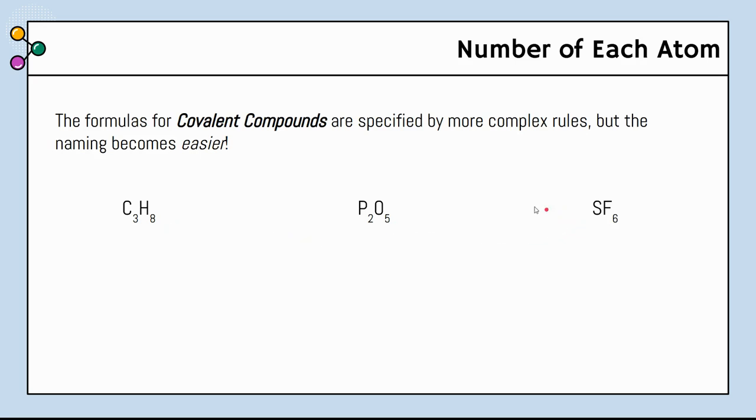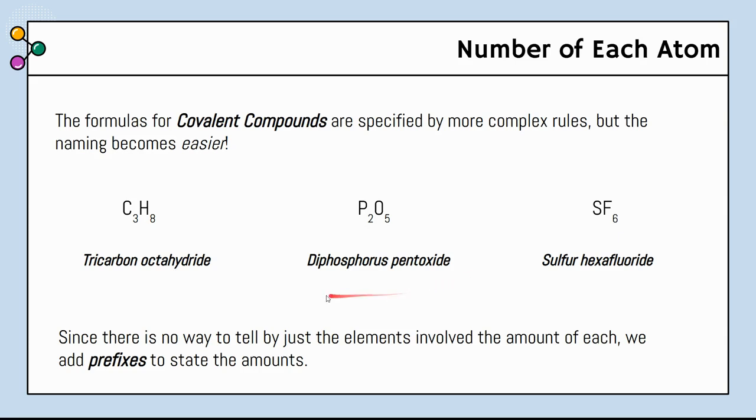If we just want to name them, we really only need to talk about a couple rules. Over here, to give things away ahead of time, I would see this as tricarbon octahydride in the center, diphosphorus pentoxide, and on the right side, sulfur hexafluoride. Now, these sound very exotic, but really they end up being very simple. Since there's no way to tell by charges how many of each element there would be, the way we state the amount of each element is by adding prefixes. And we'll talk about this a little bit more on the next slide.